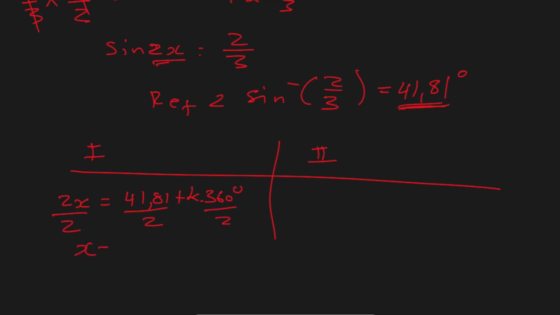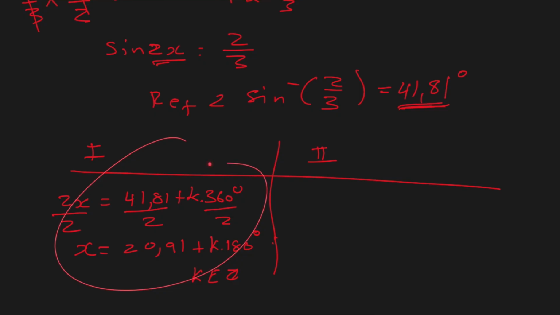So that means the x is going to be what? It's going to be 41.81 divided by 2. That will give us 20.91. And then we have k, and then 360 divided by 2, that is going to be 180 degrees. And then don't forget to mention that k is an element of integers. So that is the solution that we get for the first quadrant. We don't have an interval here, so the solution just ends there.